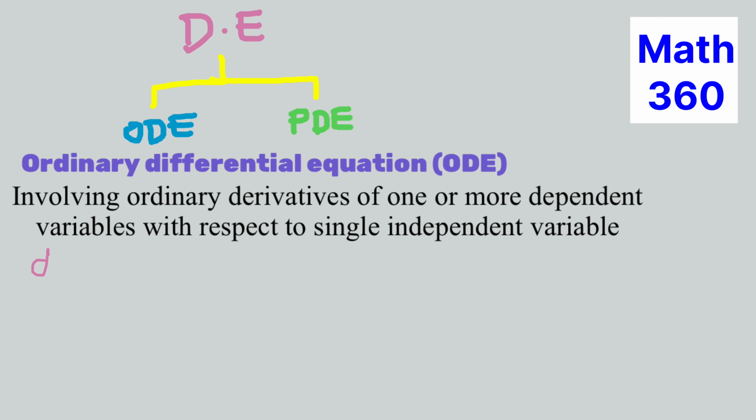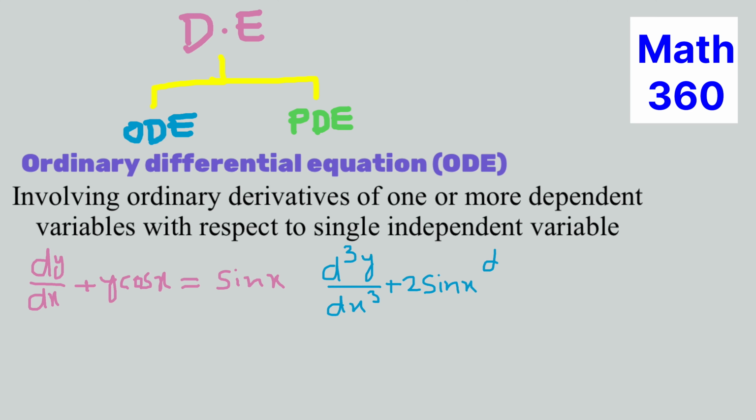Examples: dy over dx plus y cos x is equal to sine x. d cubed y over dx cubed plus 2 sine x dy over dx plus x is equal to 0. The first two examples of differential equations are also ordinary differential equations.